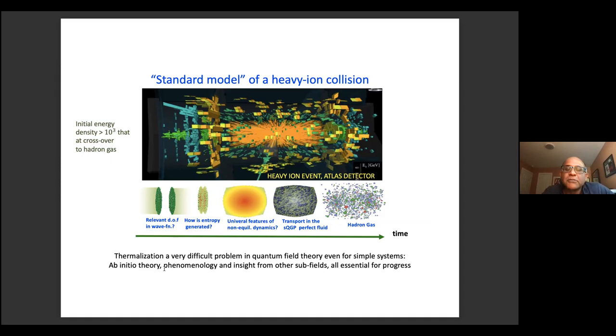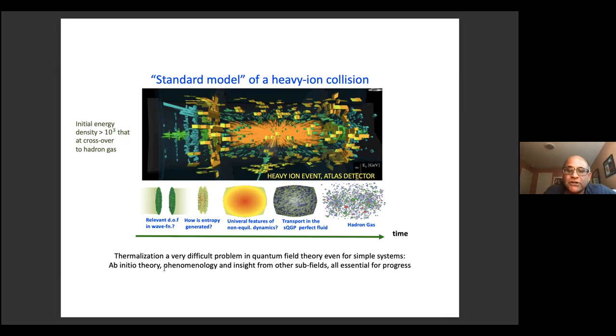These are subatomic pions, kaons, mostly pions, and other such hadrons. And so the questions, of course, are a real-time problem in quantum field theory. One can first start by asking, what are the relevant degrees of freedom in these colliding wave functions? Clearly it's not nucleons. You have densities and energies about a few hundred times that of nucleons. So it's obviously the quarks and gluons that are the fundamental constituents of these wave functions that are the relevant degrees of freedom. And then you can ask, how is entropy generated? What are the universal features of this non-equilibrium dynamics relevant for this workshop?